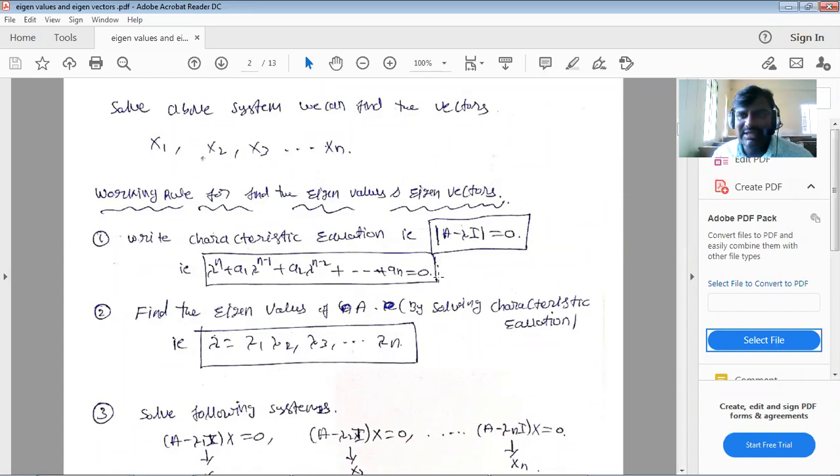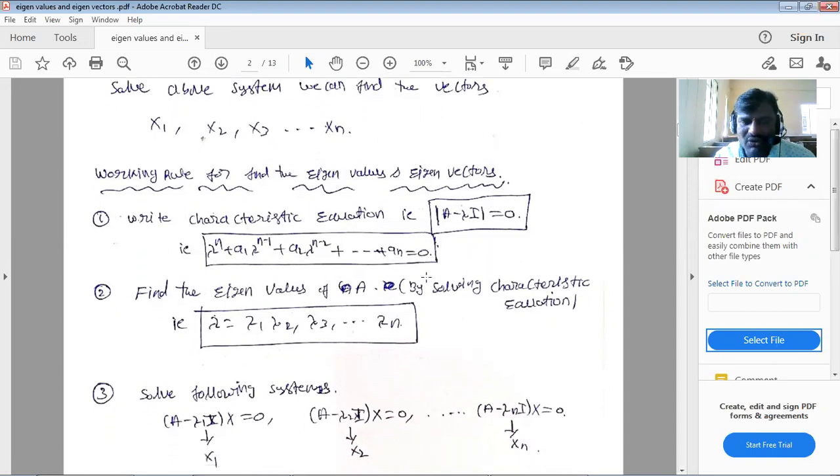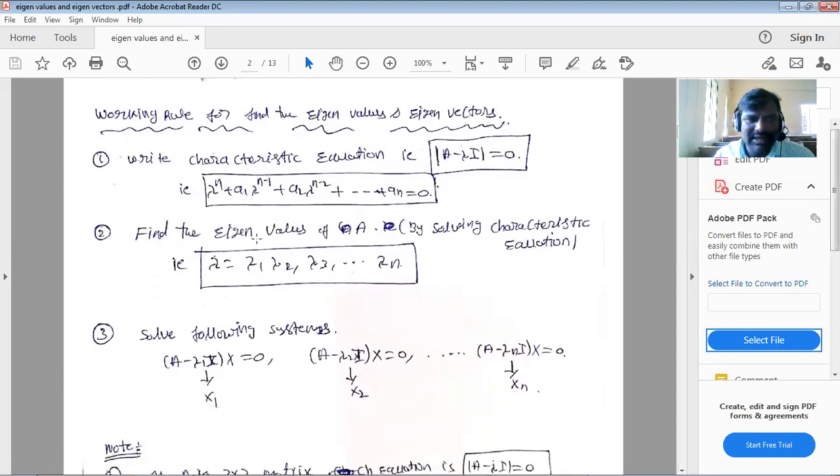Okay, now the characteristic equation is an nth degree polynomial of this form. Now, roots of the characteristic equation: next you have to find the eigenvalues of A by solving the characteristic equation.